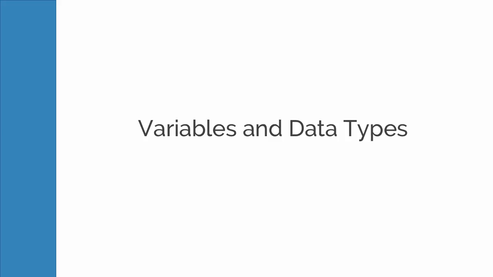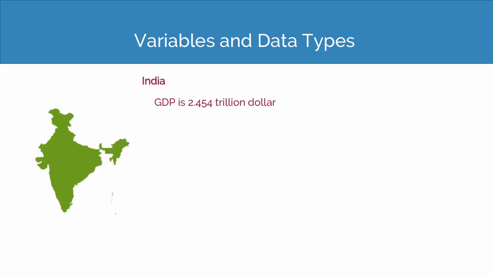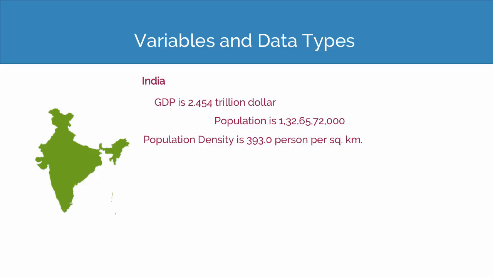In this topic, we are now going to proceed and check out what are variables and data types in Java. Let us first consider an example of our country, India. So the name of the country is India, its GDP is $2.454 trillion, its population is 132 crores, population density is 393.0 per square kilometer, it is a secular state and the symbol of its currency is rupees that you can see here.